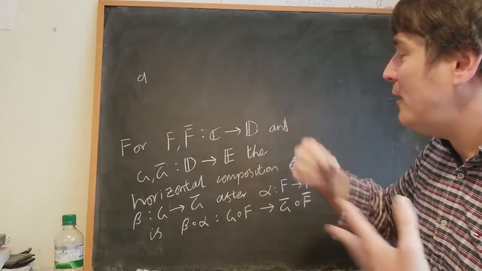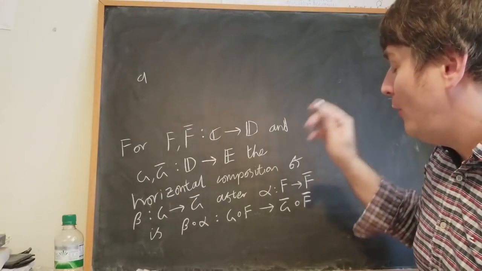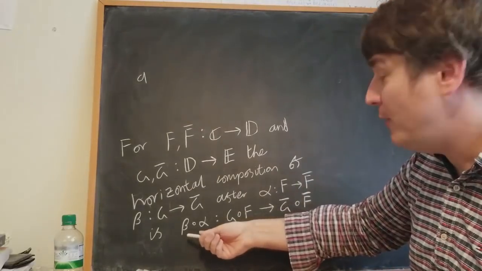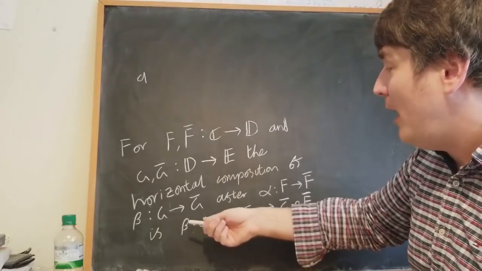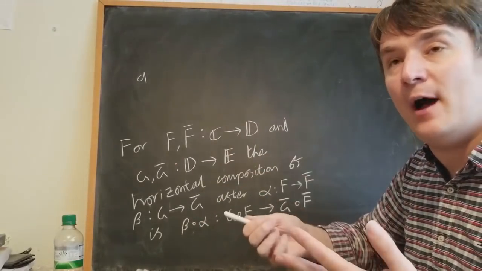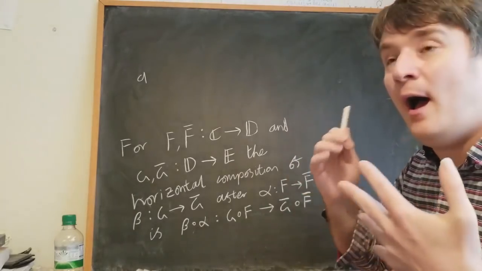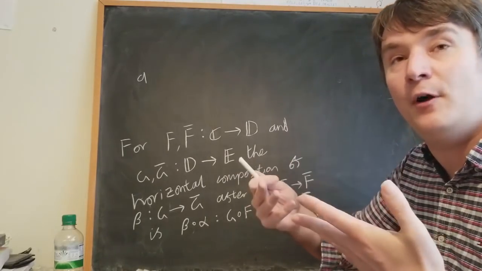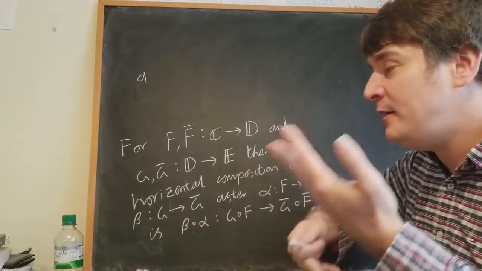So I'm going to go through a construction where we're going to determine what the components of this horizontal composition of natural transformations are. This is, in my opinion, a fairly important construction. I certainly use it quite a lot.